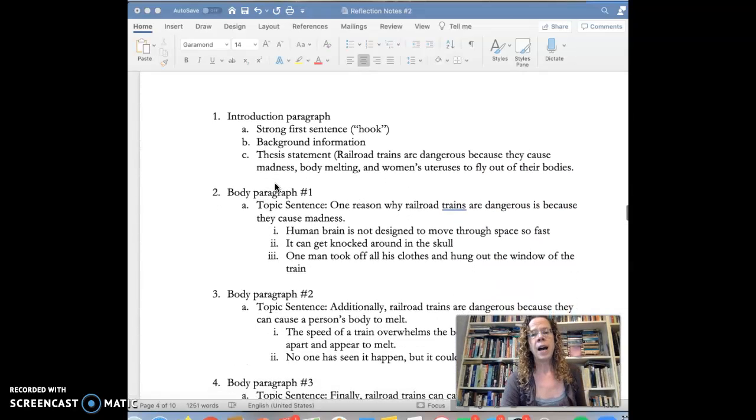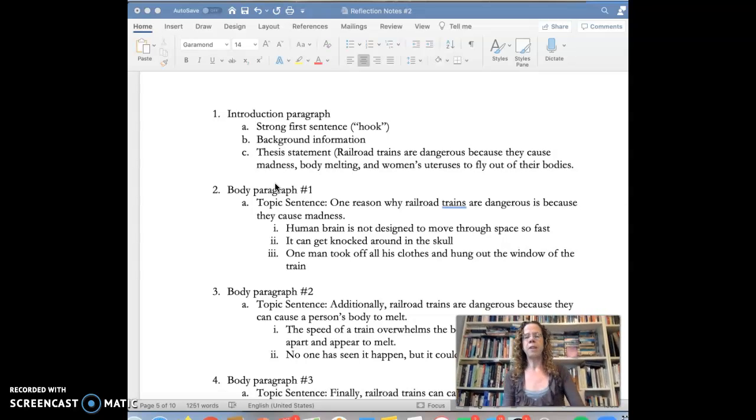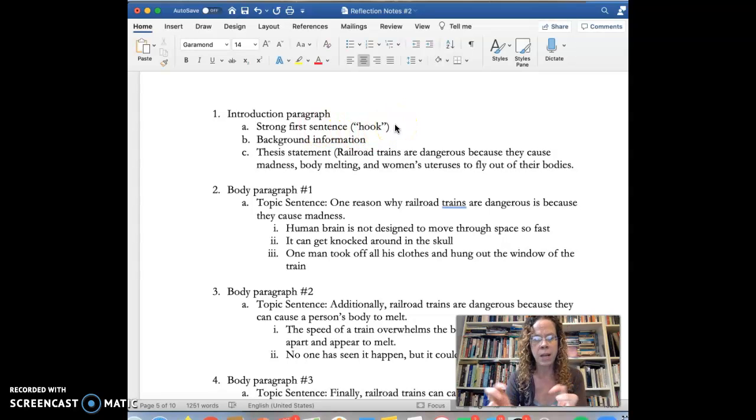So I wanted to use this crazy railroad theory to talk to you about another way to think about how to organize your paragraph. And this is an outline version of your essay. So introduction, paragraph, and here, and I'll post this for you, but I want you to notice it's the same structure. You want a strong first sentence. We call that the hook sometimes because it grabs the reader's attention. You want background information, and then here's my sample thesis statement, okay?